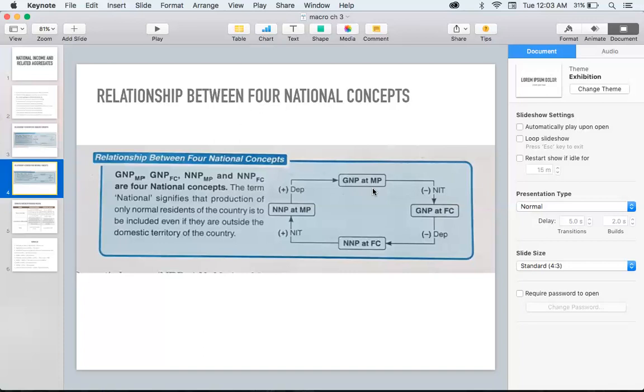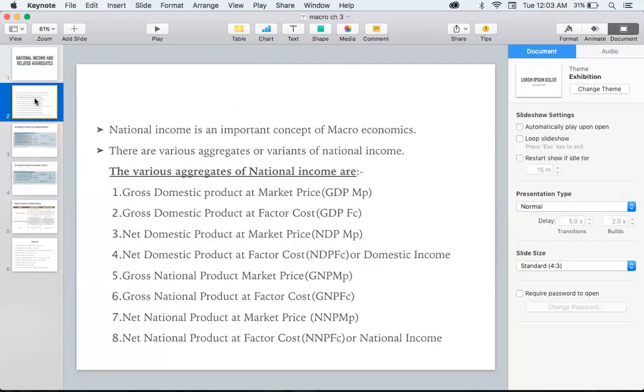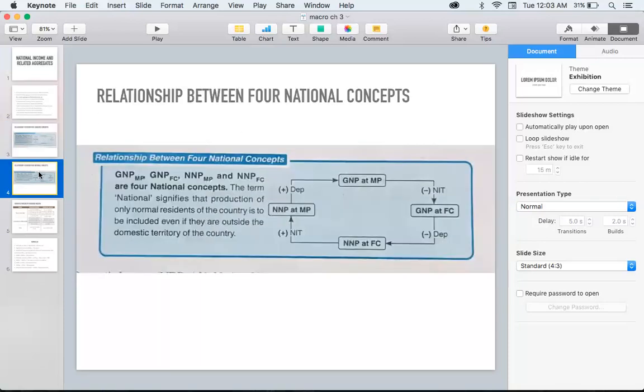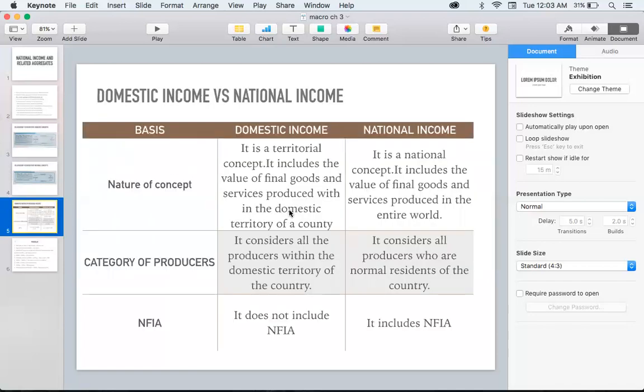Here also the same. From MP, if I want to come to FC, I'll be subtracting the net indirect tax, and from gross, depreciation is subtracted, and I'll be getting the net. And with net, I'm adding depreciation, I'll get the gross. And here also from the factor cost, I'm adding the net indirect tax, I'll be getting the market price. Hope it is clear for you. So the 8 aggregates. After that, the relationship between the 4 domestic concepts and the relationship between the 4 national concepts. Next, I am going to tell you about the difference between domestic income and national income.